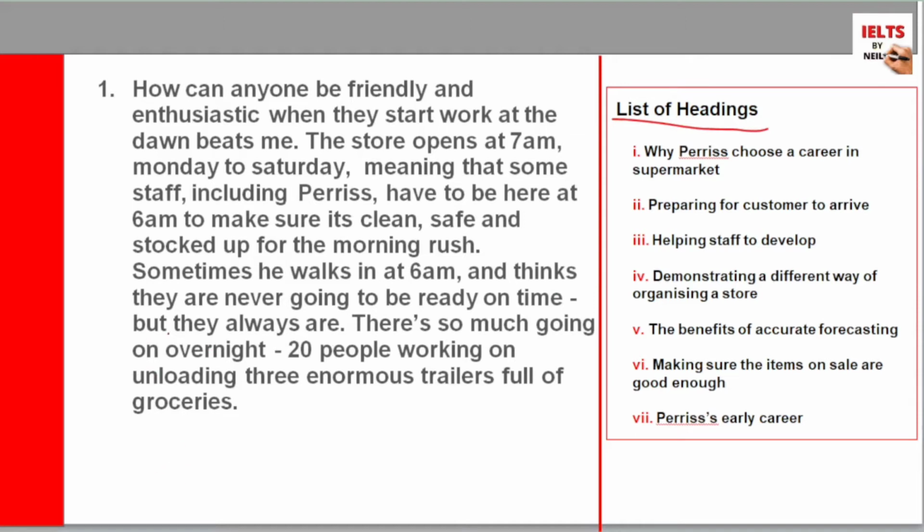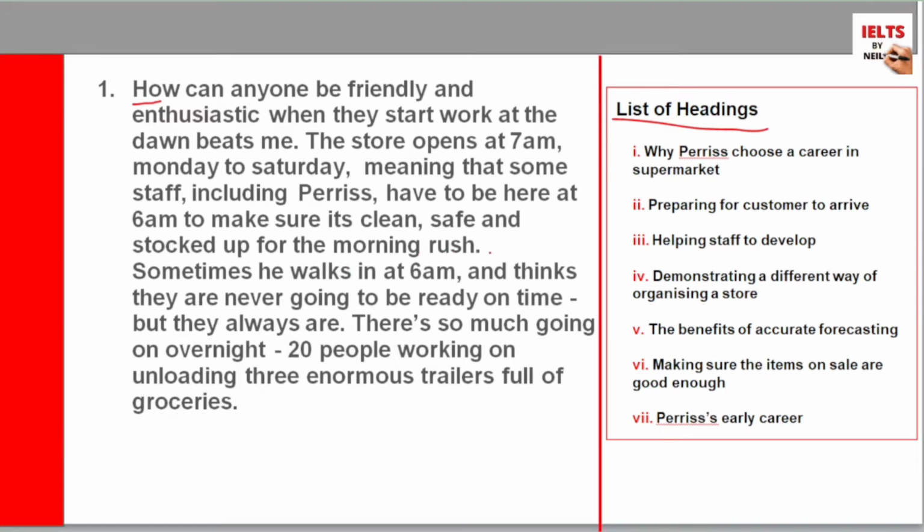How can anyone be friendly and enthusiastic when they start work at the dawn beats me? The store opens at 7 a.m. Monday to Saturday, meaning that some staff, including Paris, have to be here at 6 a.m. to make sure it's clean, safe and stocked up for the morning rush.